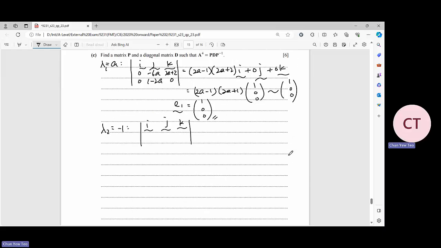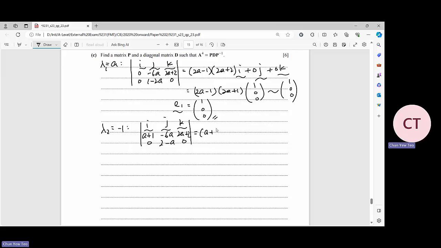So over here, I just replace lambda equals negative 1. So I get A plus 1, A, 2A plus 2, and then 0, 2 minus A and 0. So this one, the same way I expanded earlier for you, so I just copy down my answer. You can actually try to expand it yourself.